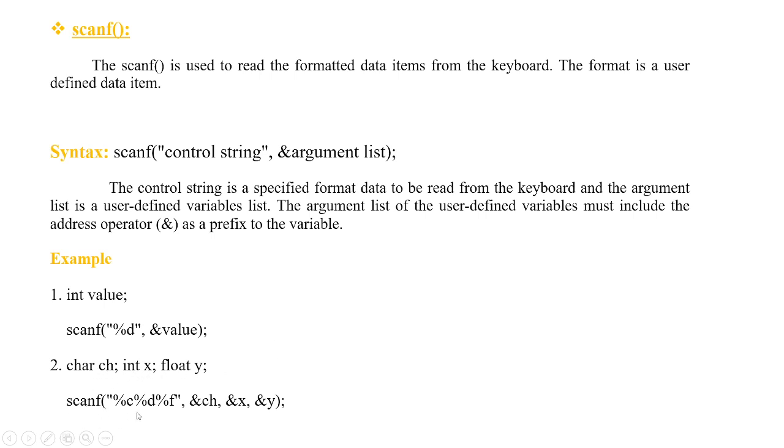And I'm asking the user to enter the first character through this control string, that is %c. The value is stored in the address of ch, and when an integer value is entered by the user, with the help of the control string %d, the value is saved in x, and with the help of the %f control string, the decimal point number is saved in the address of y. This is how scanf is used in order to read character, integer, and decimal point numbers from the user.